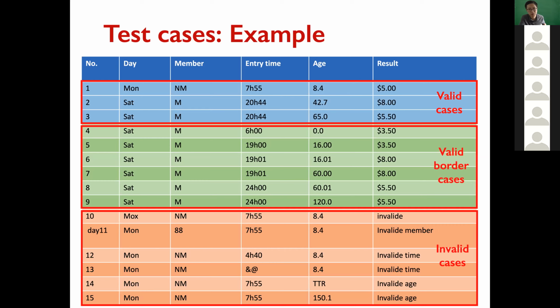And second, we cover the border cases. For each input variable and each equivalent class, we cover the border cases. And we also cover invalid cases here. So in total, we have 15 test cases. After we have these 15 test cases, we will design test scripts to run them and check whether the result is the same as specified, as expected.